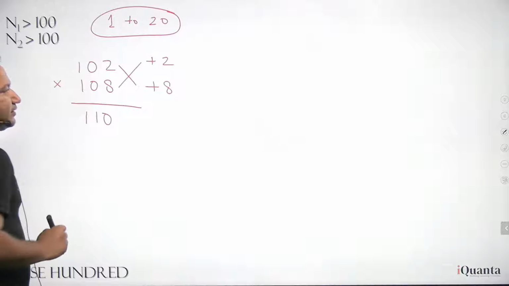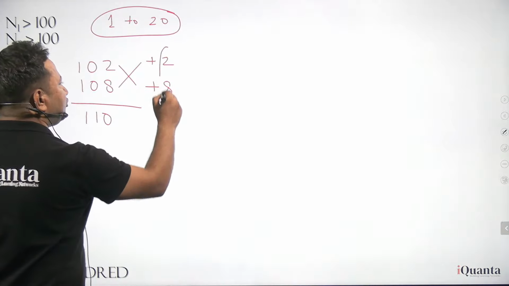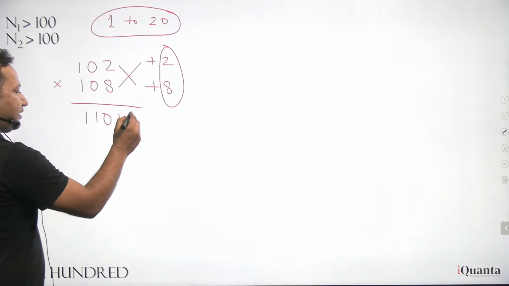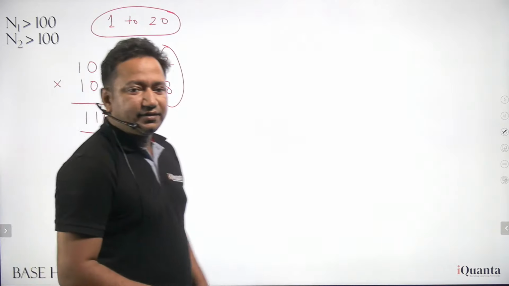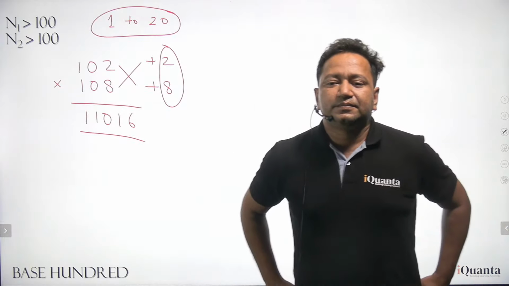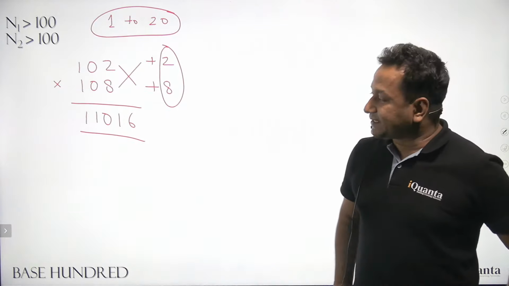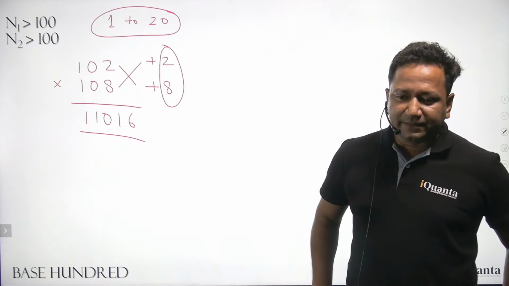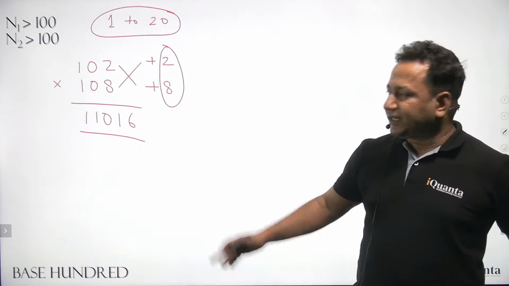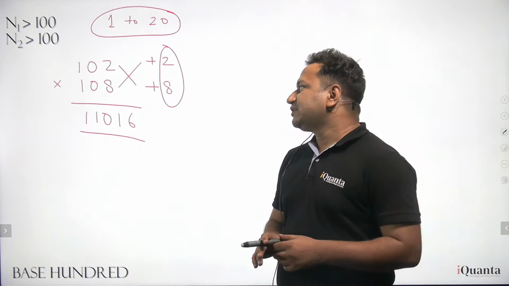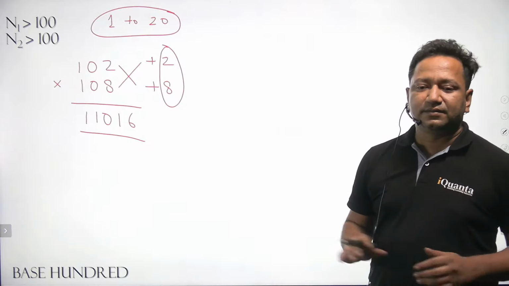I'll write this over here, and then I'll multiply 2 and 8. 2 multiplied by 8 is 16. I'll write 16 over here, and that's all. The number is multiplied. This is the product. Is this exciting? You can do it mentally. Once you start practicing it, you can do all these things mentally. 11016 is the answer. That's all.